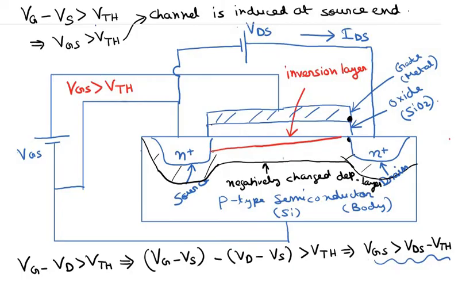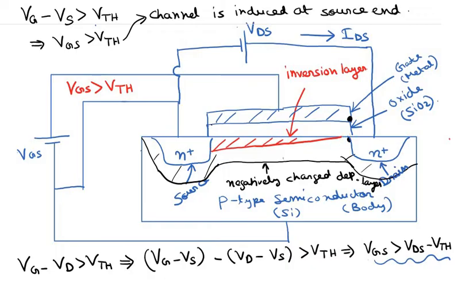There is no channel at the drain end. There is some channel at the source end, and the density of electrons in the channel decreases as we move towards the drain end, and exactly at the drain end there is no channel. This condition is known as pinch off, and this region where there is no channel at the drain end contains depletion charges.